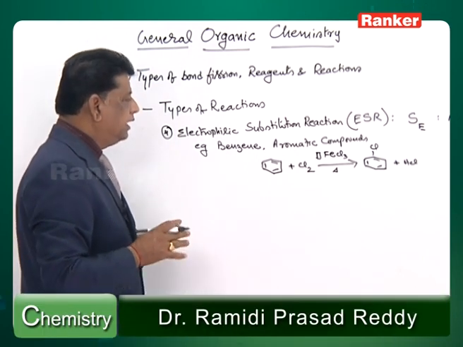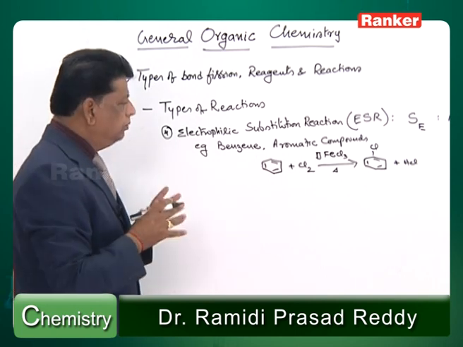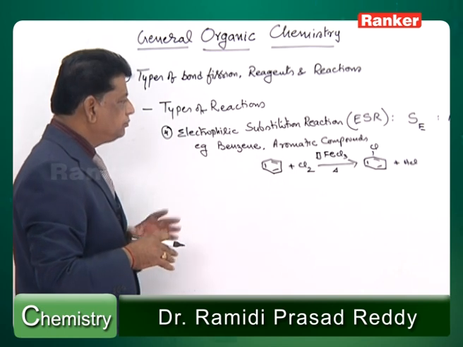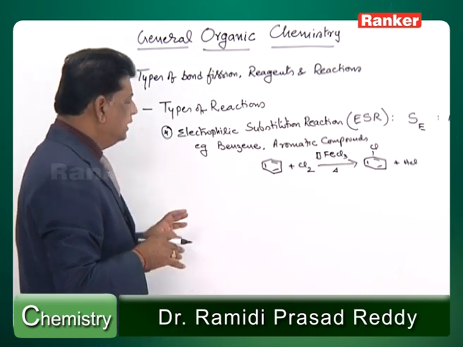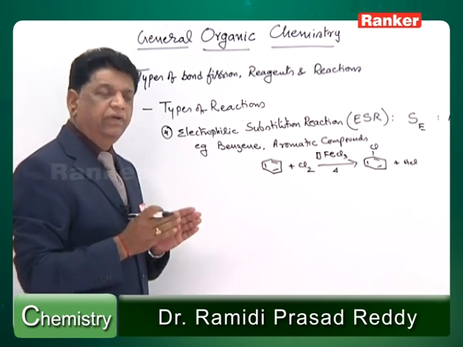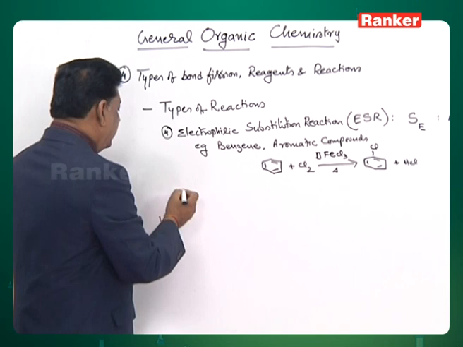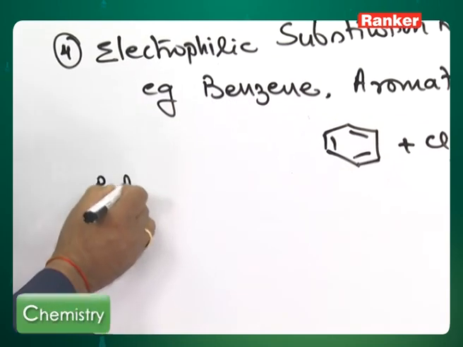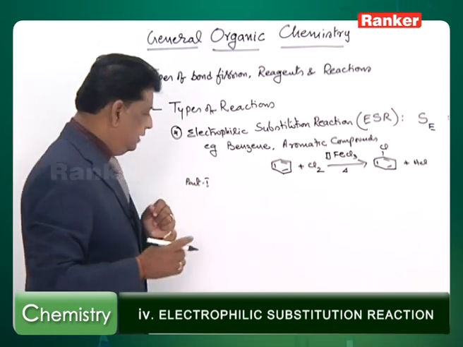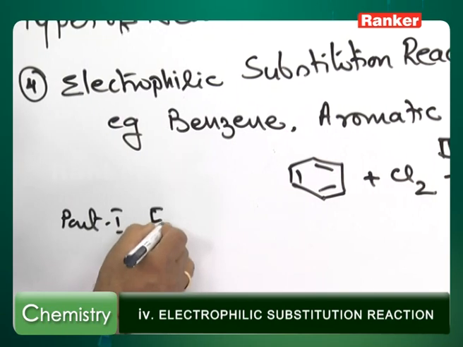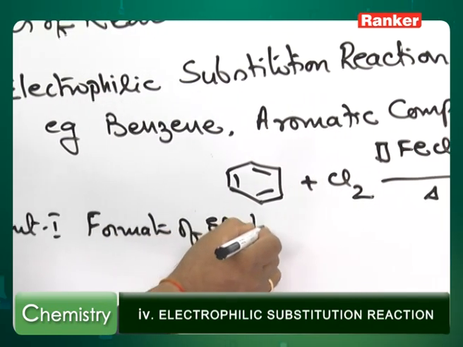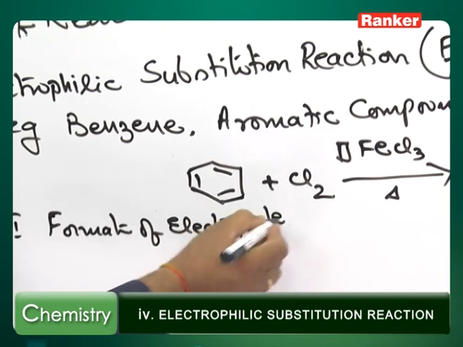This is one of the suitable or simple examples for the electrophilic substitution reaction, in which the reaction, to study in detail, we divide this reaction into 3 different paragraphs or parts. So, let us call it part 1. In part 1, I am showing how the electrophile is generated. So, formation of electrophile I am showing, formation of electrophile. Electrophile, how it is formed.